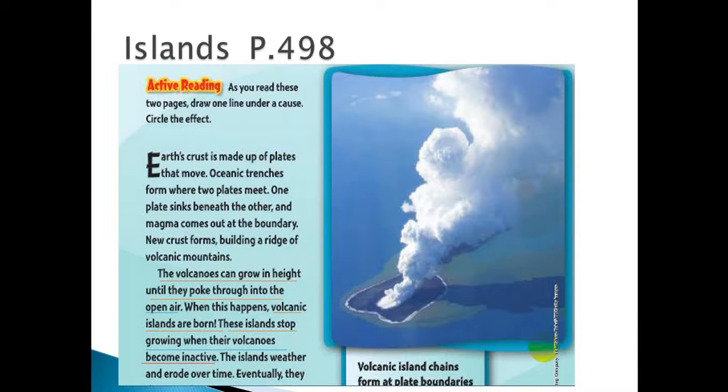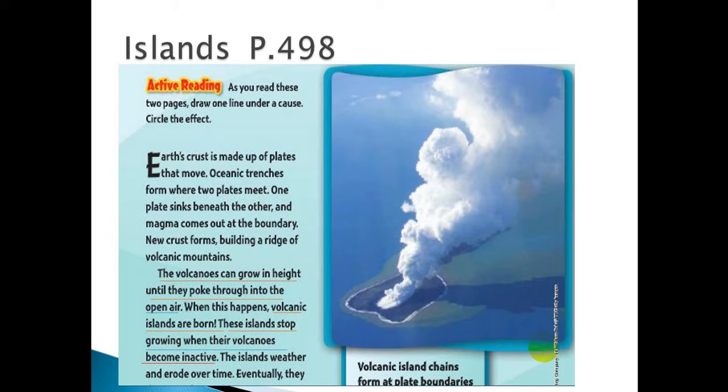As we know, an island is land that's surrounded from all directions by water. Today we will learn how islands form. But before we know how islands form, we need to know what the Earth's crust is. The Earth's crust is the upper layer of the Earth.